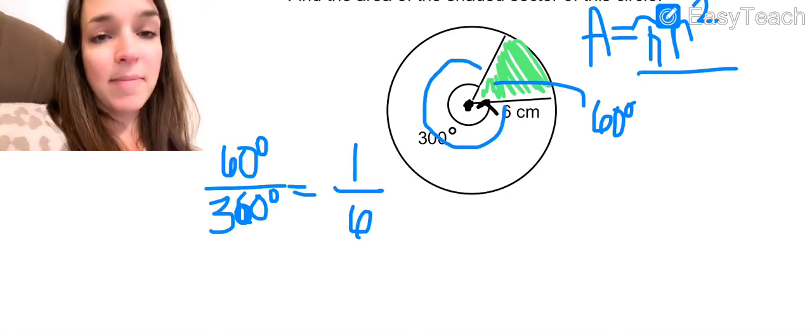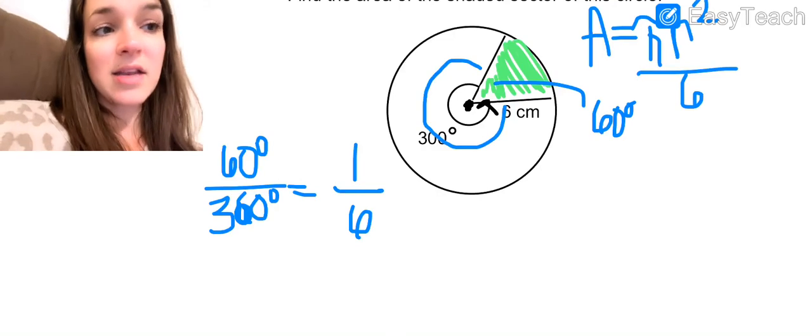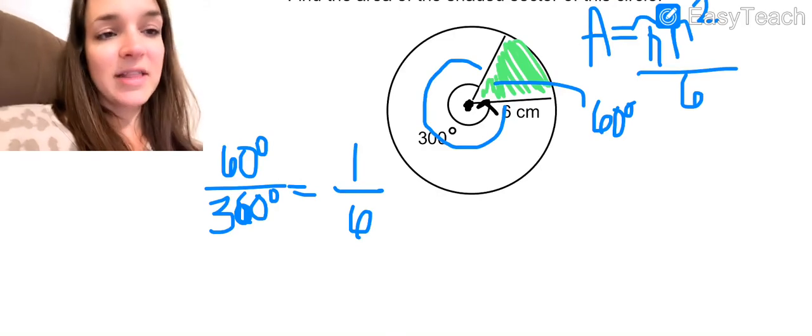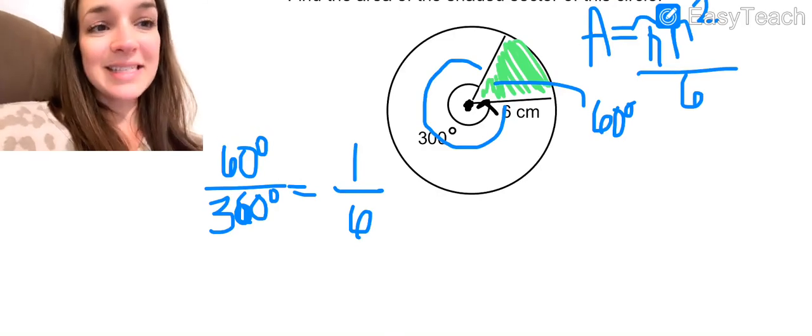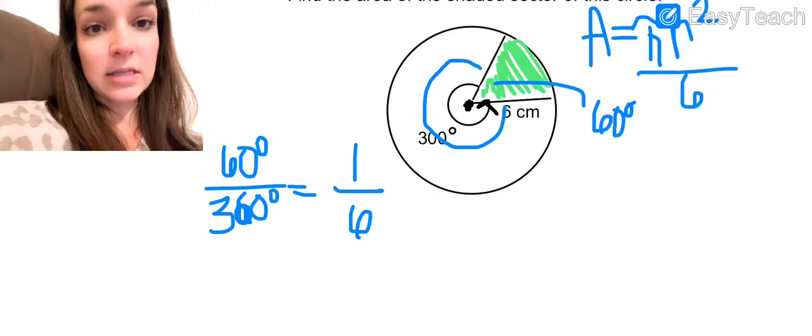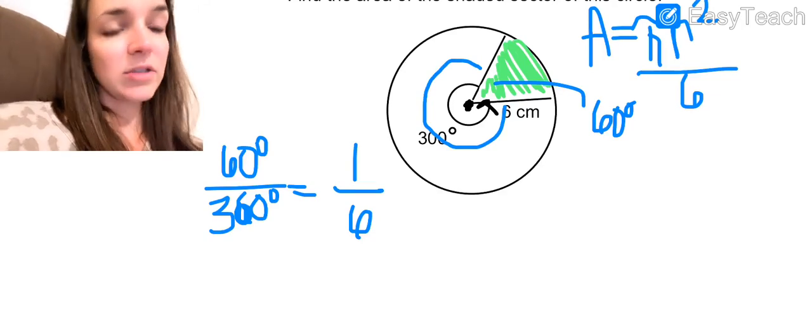So I could just take my pi r squared and divide it by 6. So I'm going to find the area of the whole circle, but then I'm going to divide it by 6 to give me just that 6th section of it, which is what that represents.